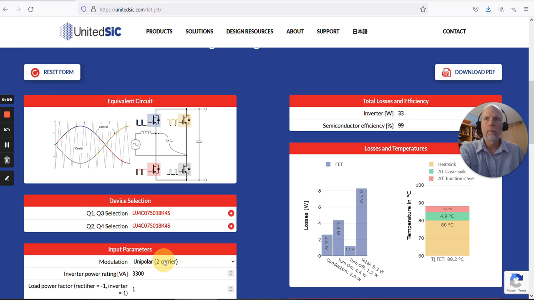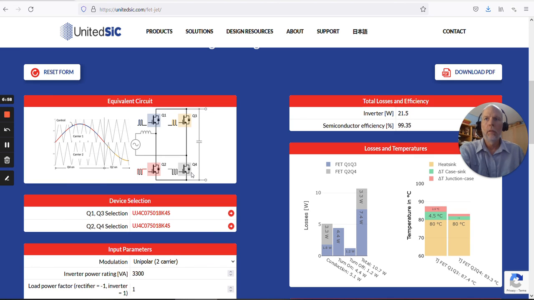And then there's Unipolar TwoCarrier, which in this case the loading is different for the high side versus the low side, and therefore split up between Q1, Q3 versus Q2 and Q4.